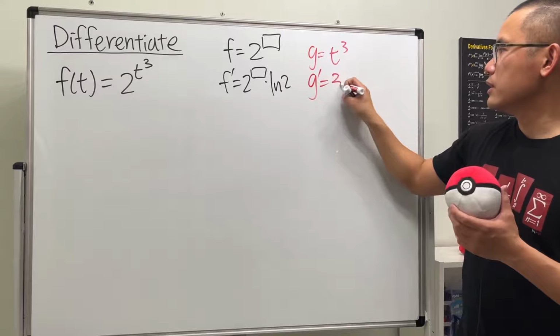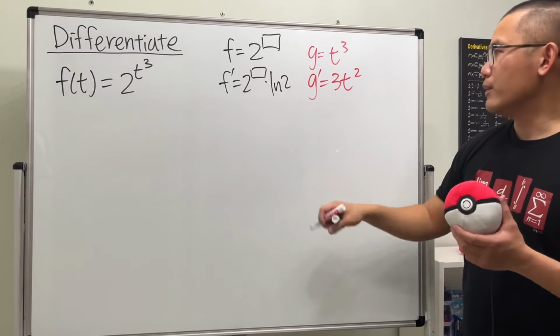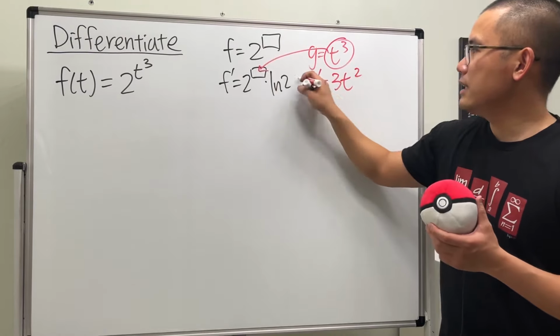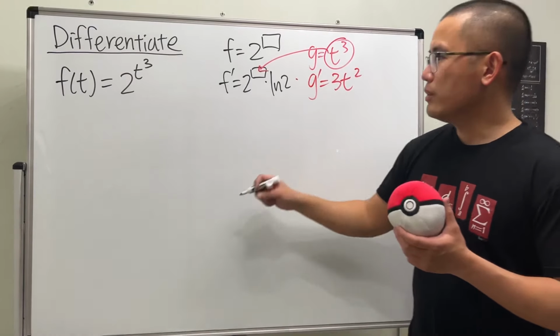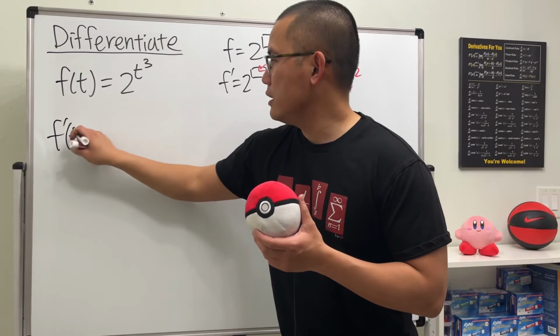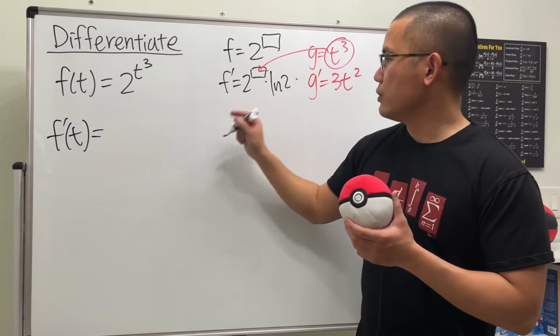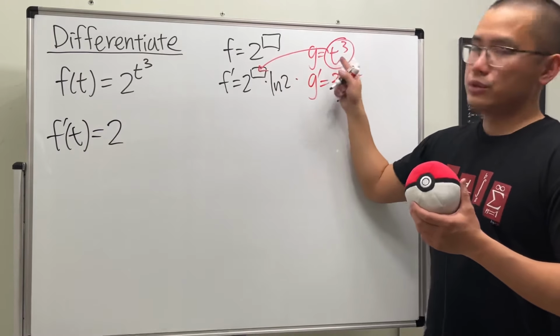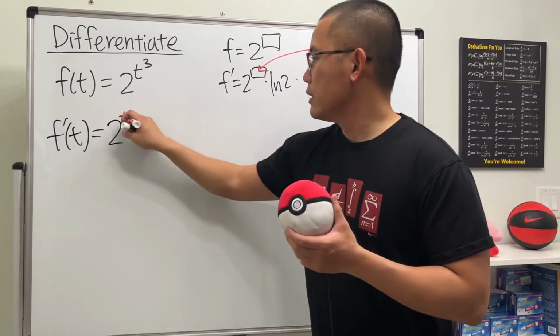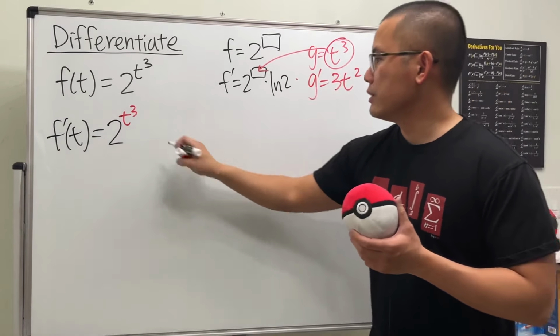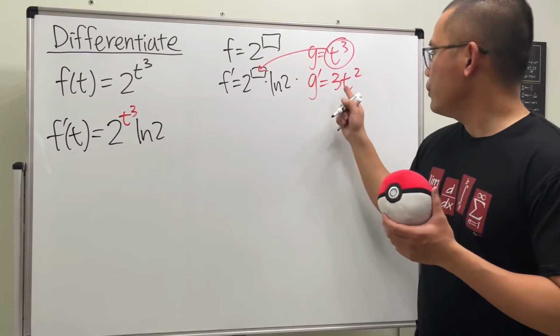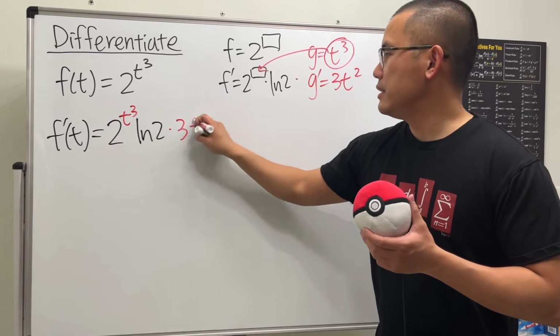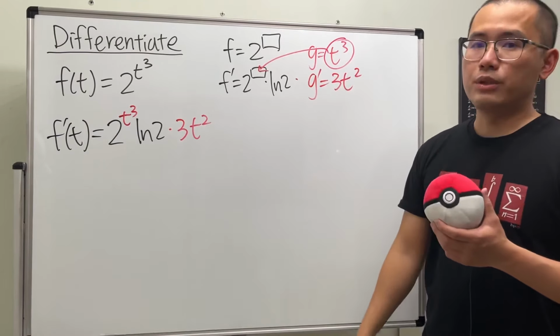So remember that. And then, of course, we can just do this. g prime is just 3t squared. Now, we put this in the box and multiply. That's the idea. So all in all, we will get f prime of t. Here we have 2 raised to the box, which is t to the third power. And then we multiply by ln2. And then we multiply by 3t squared, right? So that's pretty much it.